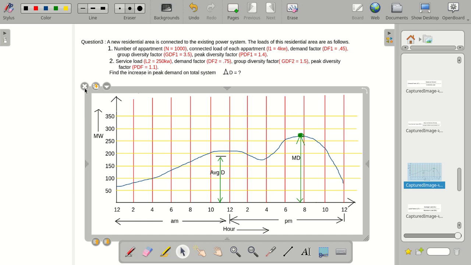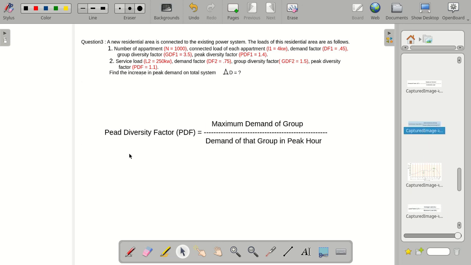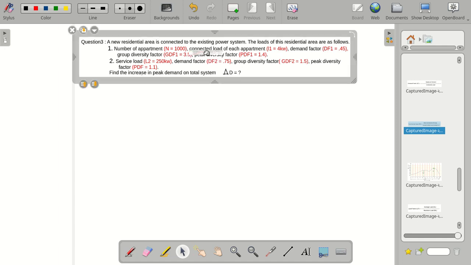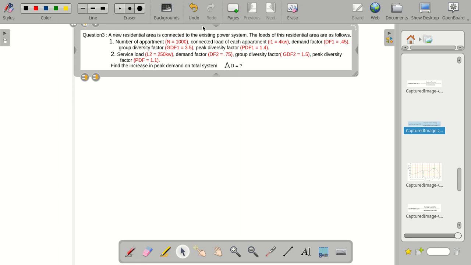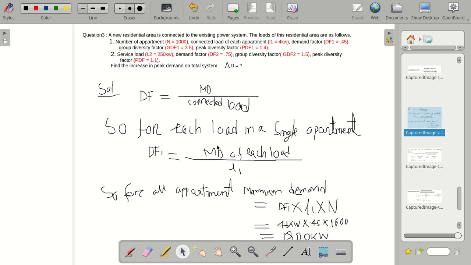So actually, peak diversity factor will help us to find the increase in peak demand of the system. So let's start this math now. This is the solution of this math.